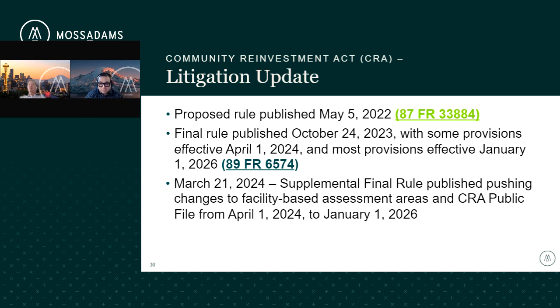In March of 2024, right before the effective date for some of the early requirements related to assessment areas or publication of the CRA public file on your public website, right before that deadline occurred, the agencies came out and published a supplemental final rule, essentially pushing the effective date for those requirements from April 1st, 2024 to January 1st, 2026. In conversations with some of our clients, as well as some of our internal and external peer groups, a number of institutions had already proceeded with implementing some of those requirements, such as publishing their public file on their public website.